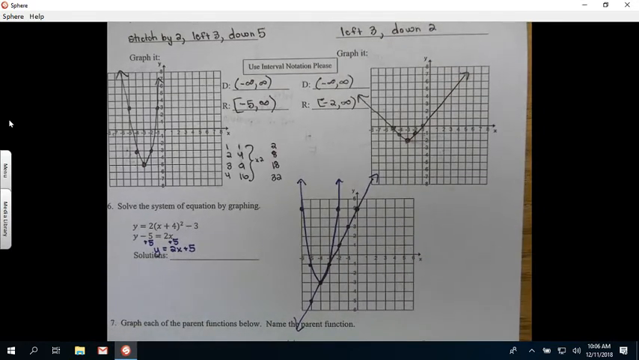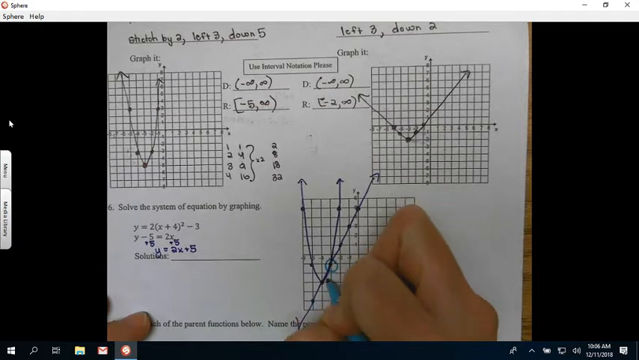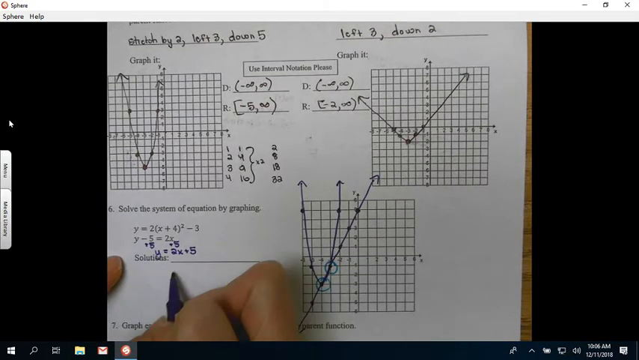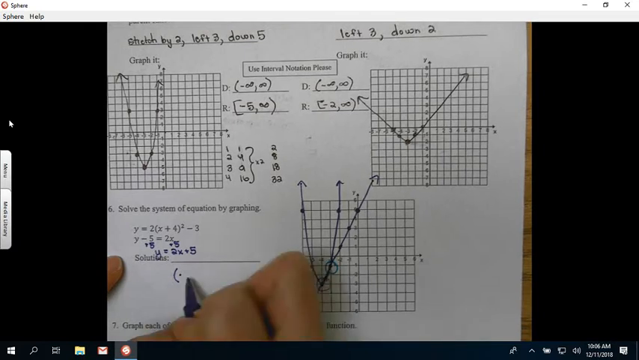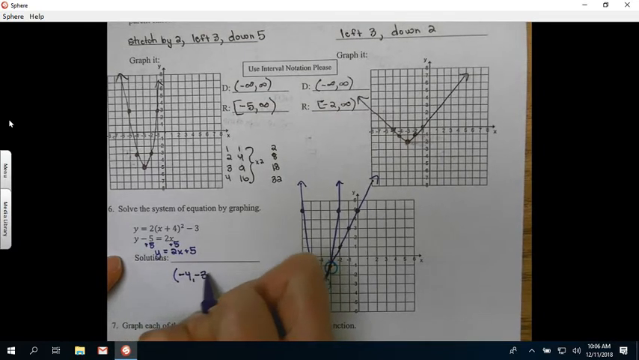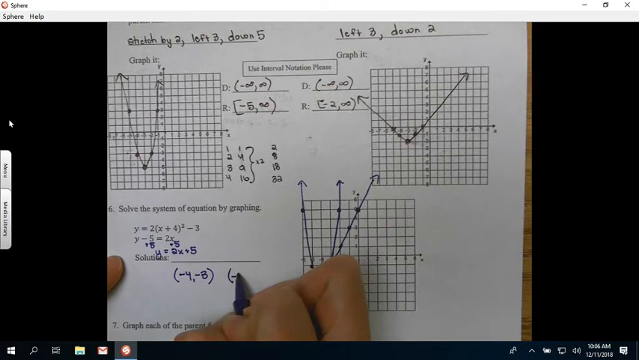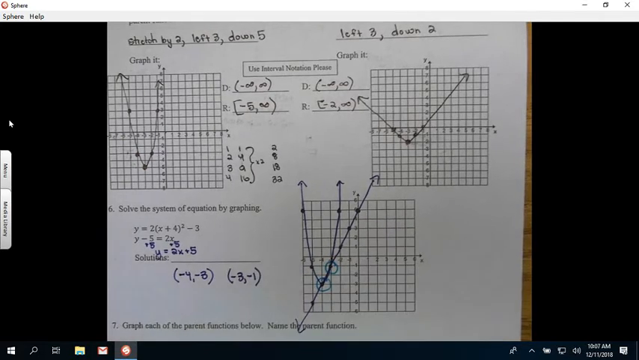And then I'm looking to see where my 2 graphs intersect. So if I look at that, they intersect right here and right there. So what are the ordered pairs right there? I have negative 4, negative 3, and negative 3, negative 1. And those are my 2 points of intersection.